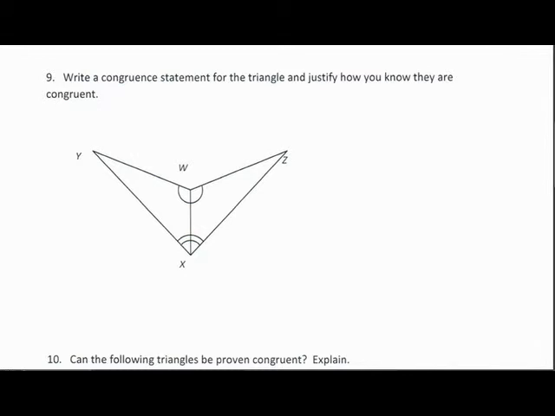Write a congruent statement for the triangle and justify how you know that they are congruent. So first thing that would be easy to do is to break these things up. So in this case though, let's break it up as well. So you can decide how you would like to see it.